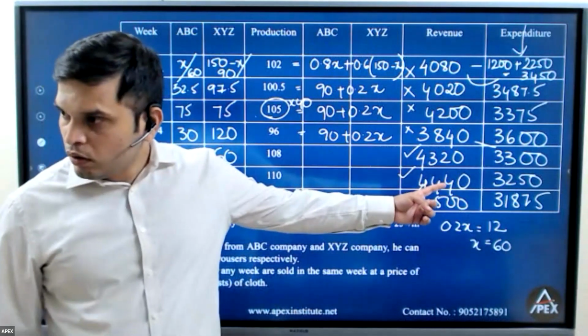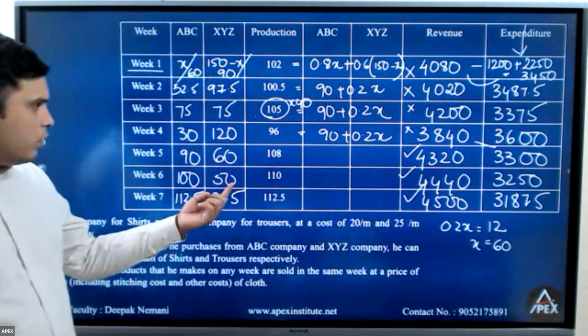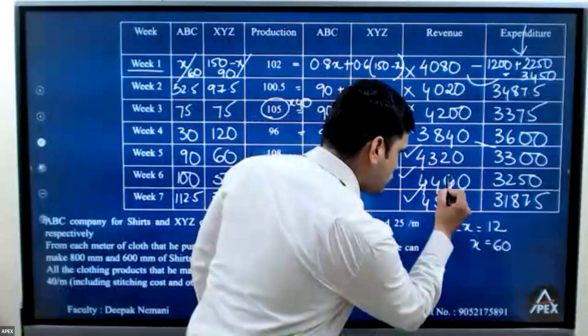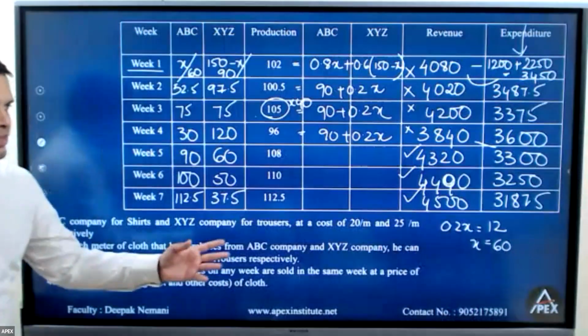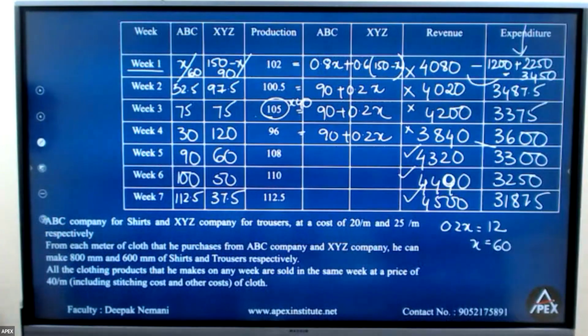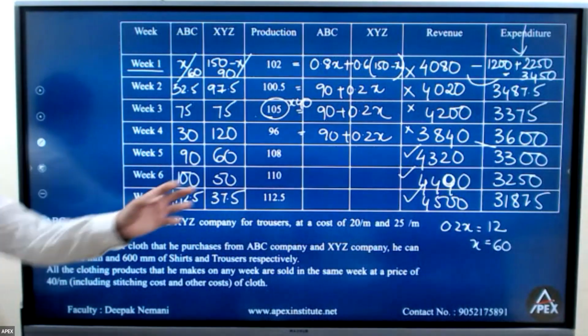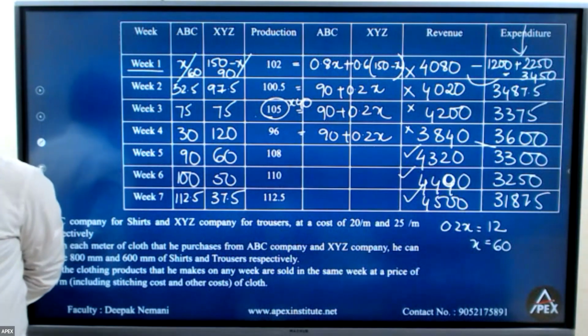4400, sorry. Okay, so still it's more than 1000 kada. So the answer for this question should be 3. So once you make this table, this is a doable set.